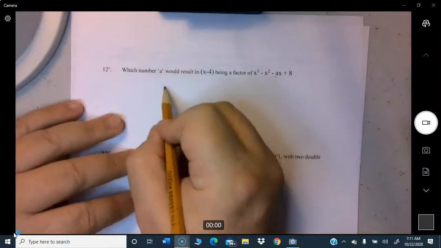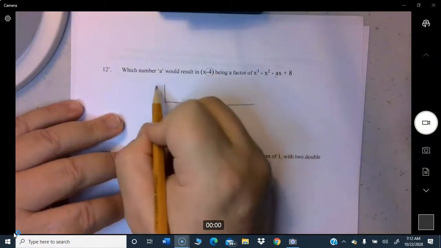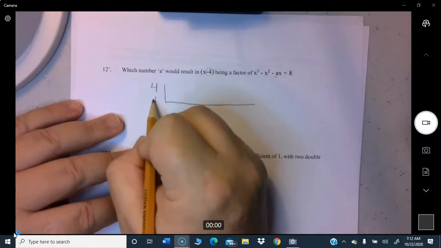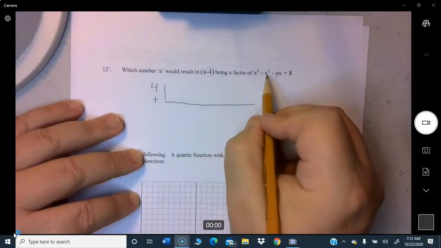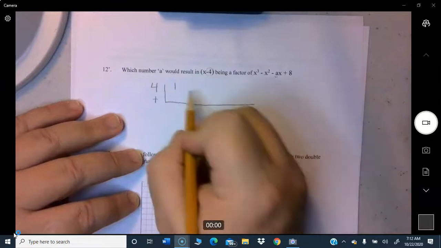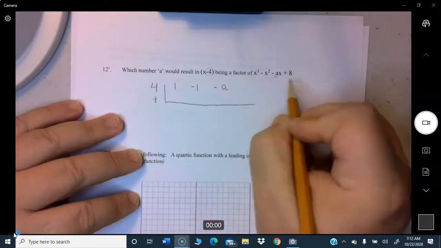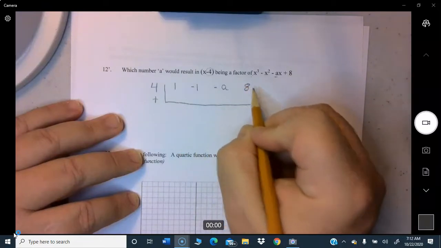So we're going to use synthetic division. We're going to take this number, the minus 4 part, and make it a positive 4 and a plus sign. And now we're going to take each of these coefficients. So the first one is 1. The second one is negative 1. The third one is the negative a. And the fourth one is 8.